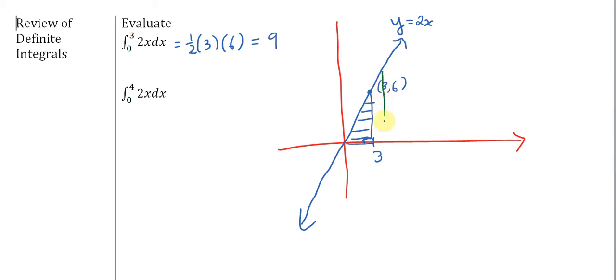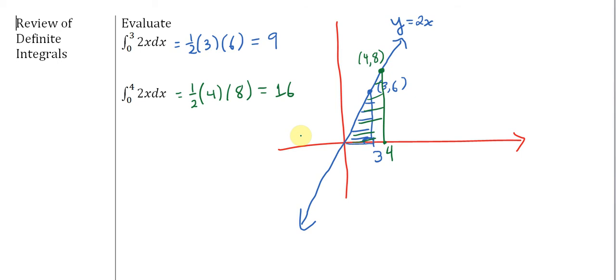For our second example, we are going to integrate, and we're not just going to go to 3, we're going to go all the way out to 4. So this green line right here, and this point here would be (4, 8), since we're working with the line y equals 2x. So this green area right here is also a triangle. It's going to have an area formula of 1/2 the base, which is 4, times the height, which is 8. So we're going to end up with an answer of 16. So there we have it, some very simple basic examples and review of a definite integral.